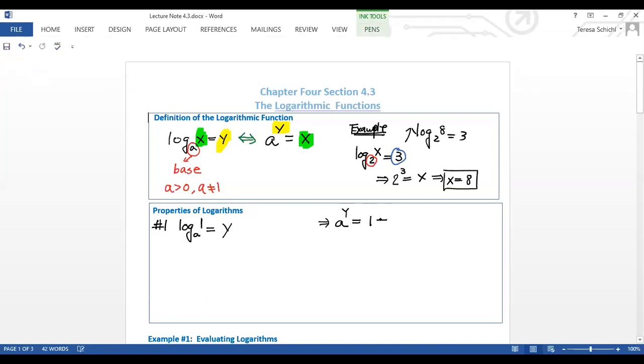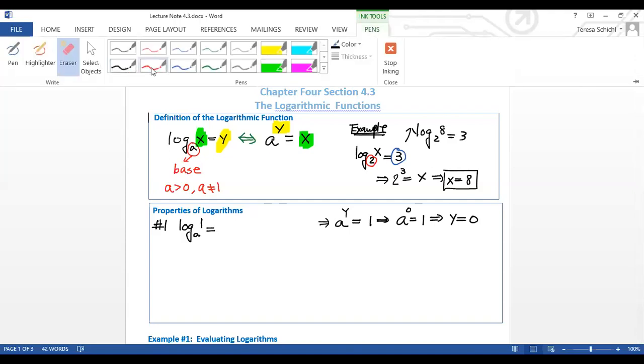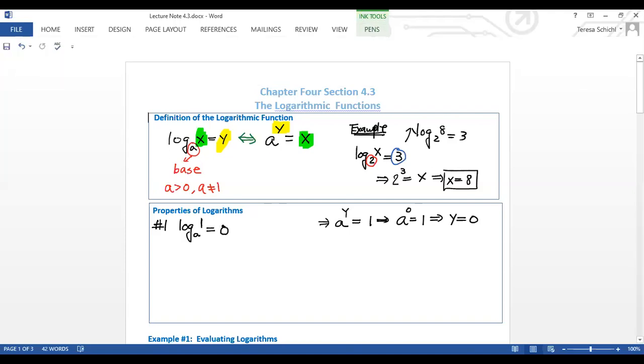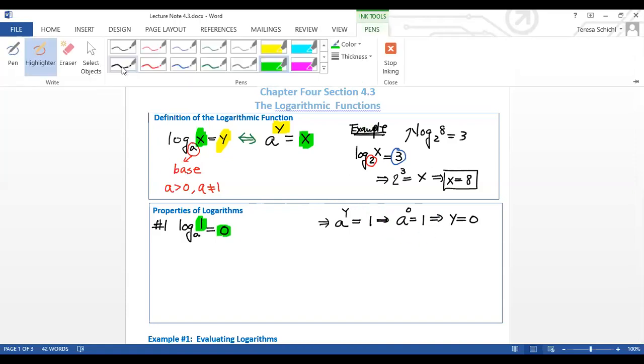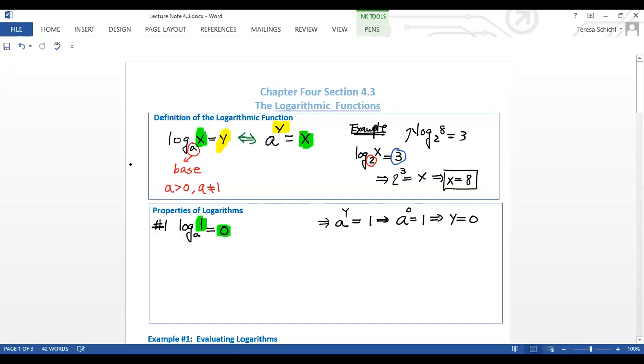So what exponent will give you 1? I know a to the 0, anything to the 0 power, is equal to 1. So y equals 0. This gives us one very important property: if the log of 1 is taken in any base, it is going to be equal to 0. And to show this, we always go back and use our exponential function.